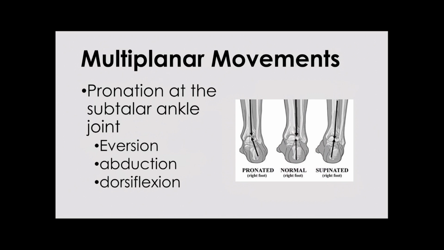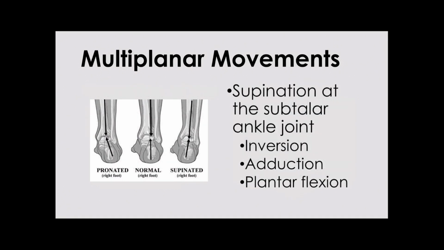Then there are some movements that are going to take place in multiple planes. So for example, pronation at the subtalar ankle joint, which basically means the subtalar ankle joint is where your feet and your ankle bones meet. You're going to have three types of motions. You're going to have eversion, which means your foot is going to move away from the midline. You're going to have abduction, which means that you're moving away from your body. And then you have dorsiflexion, which is your foot is moving towards your knee. It's moving upward.